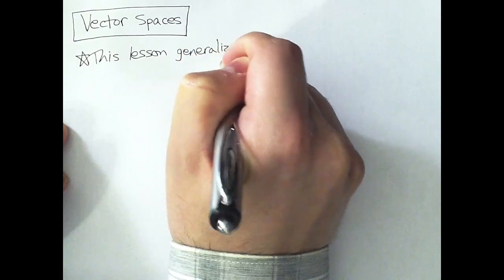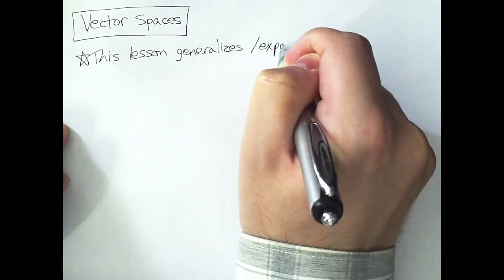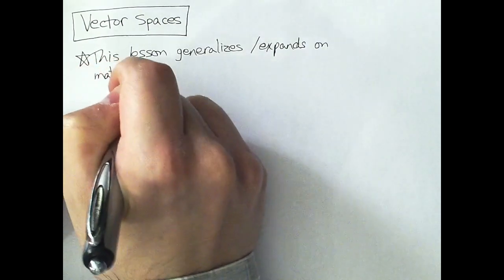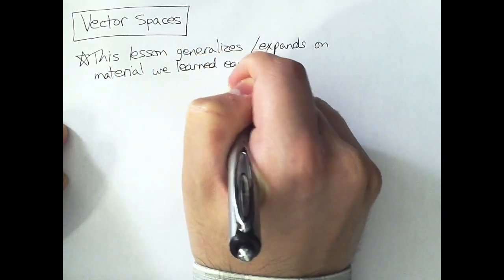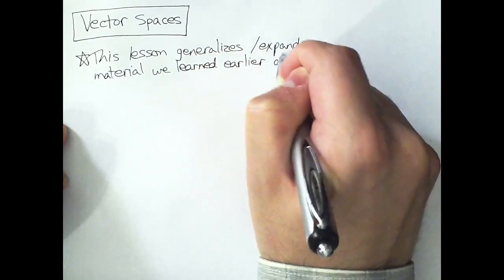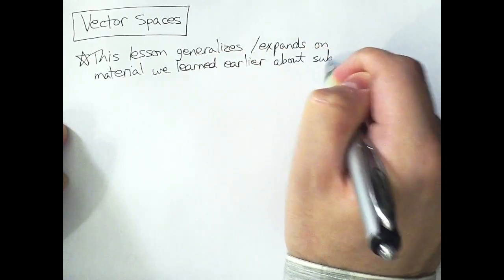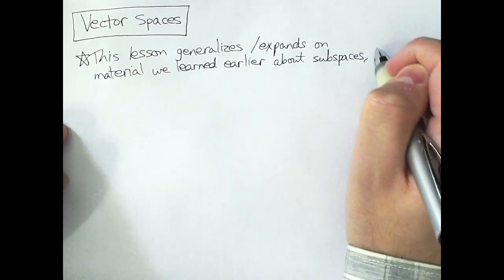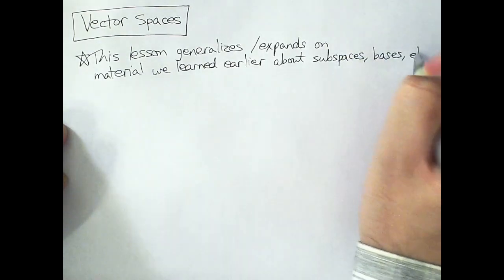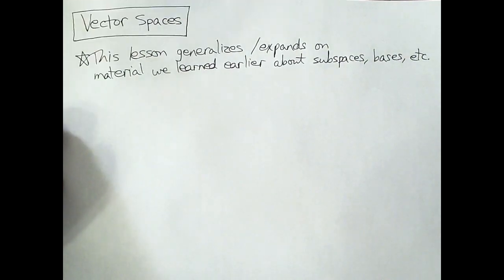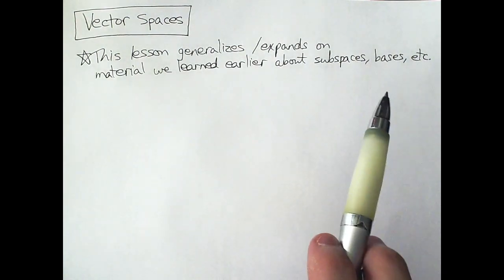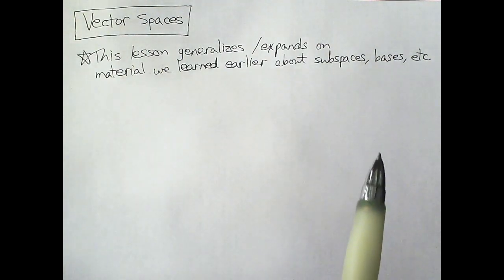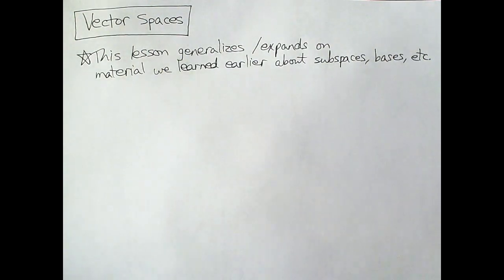generalizes or expands on material we learned earlier about subspaces, bases, etc. Remember, we talk about the basis of a subspace, but when you're talking about more than one of them, the plural form of basis is bases.